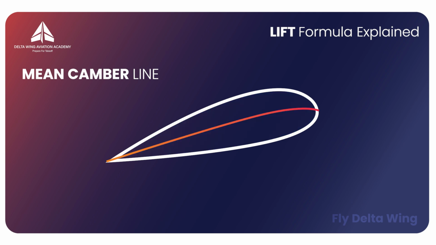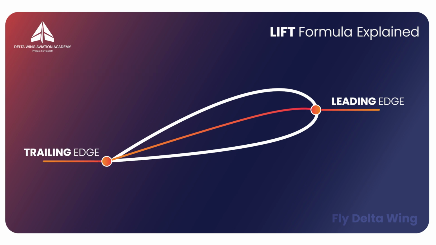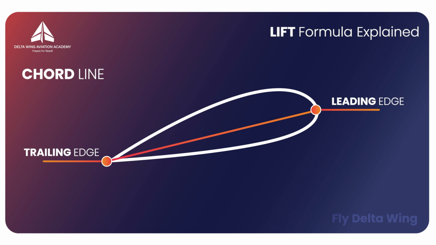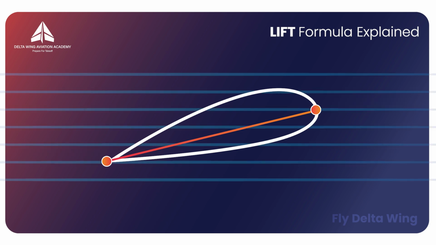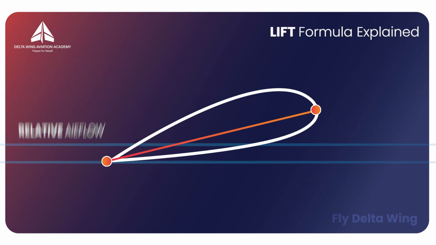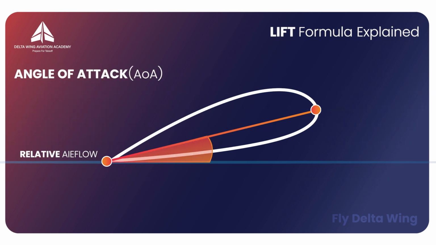The point where the camber line meets the front end of the wing is called the leading edge. The point where the camber line meets the rear end of the wing is called the trailing edge. When you join the leading edge with the trailing edge by a straight line, you get the chord line. The direction of the air movement relative to the wing is called relative airflow. The angle between the chord line and relative airflow is called the angle of attack.